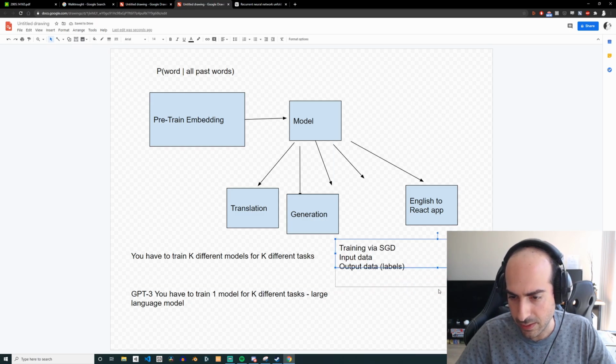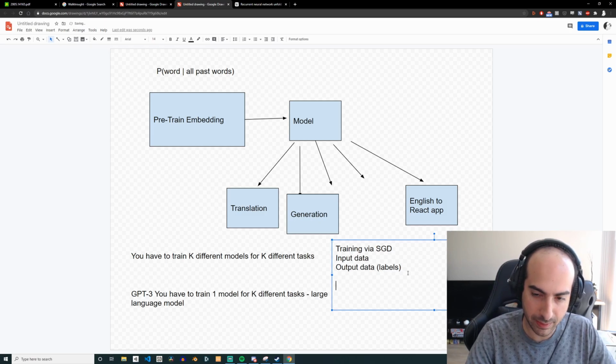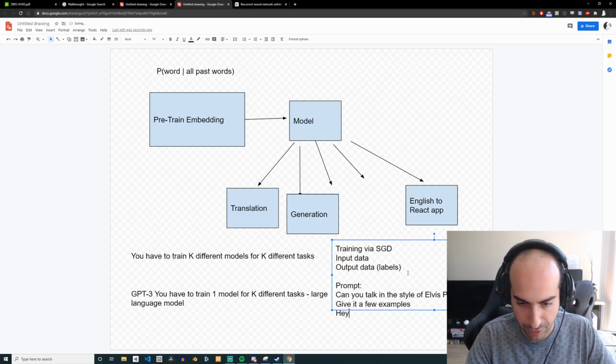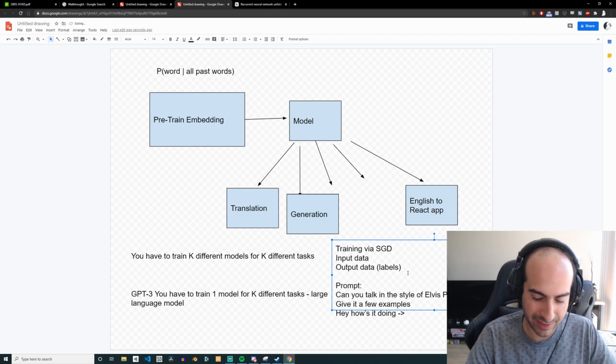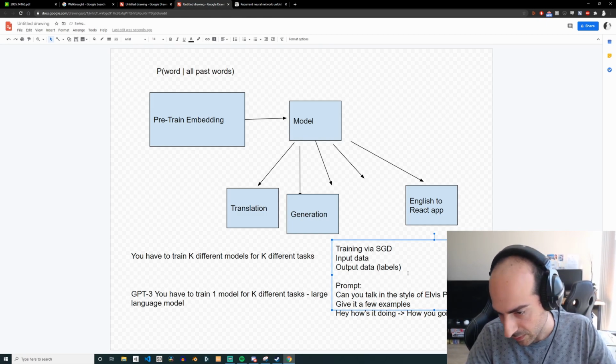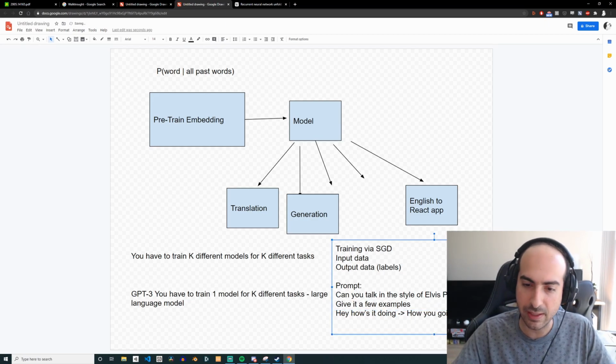So instead of doing this, what if you could just give the language model a prompt? For example, you tell the model, can you talk in the style of Elvis Presley? And then you give it a few examples. Like you would say, hey, how's it going? And maybe the translation is, how you going, baby? I don't know if this is how Elvis talks, but let's say it is. You give it a few examples like this, and then you give it a novel example.